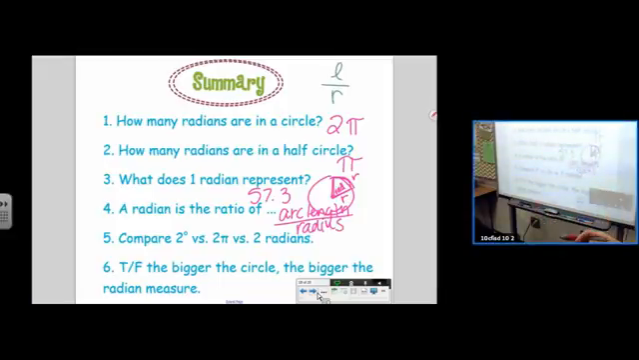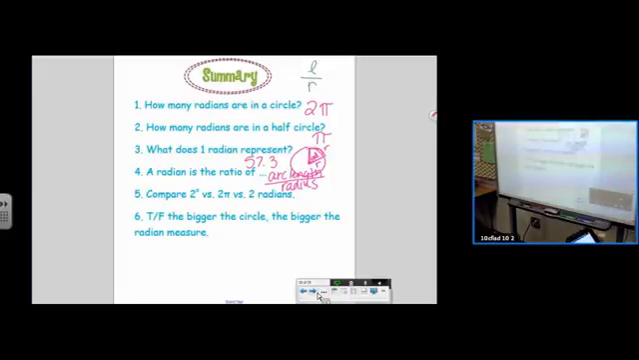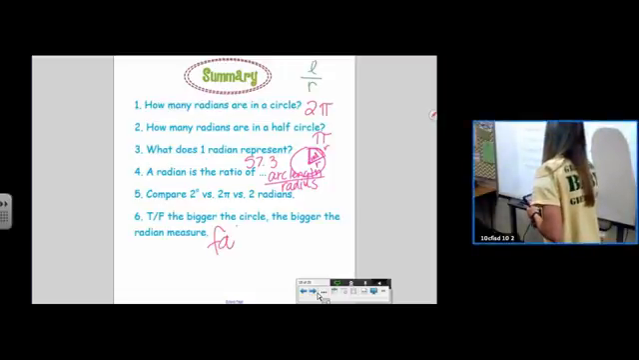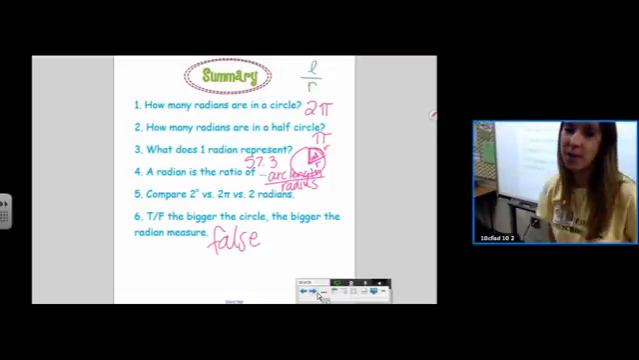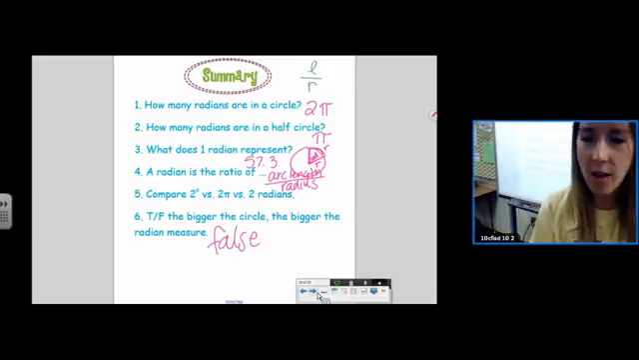We're going to skip number 5. We can do that as a warm-up another day. True or false? The bigger the circle, the bigger the radian measure. That's like saying the bigger the circle, the bigger the degrees in a circle. No. The bigger the circle, the bigger the angle? No.